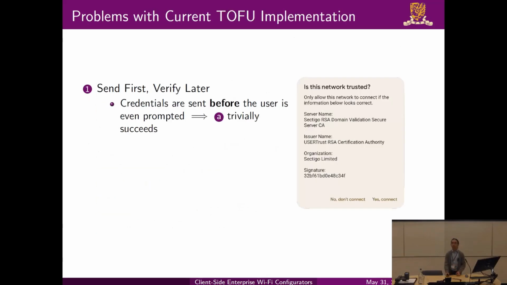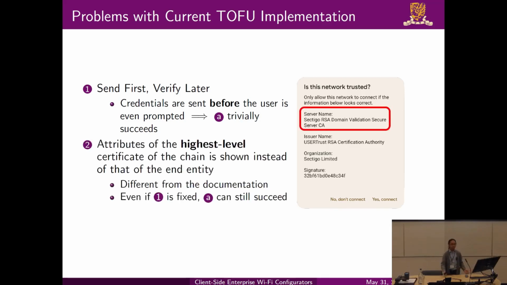And so we have found a few issues with the current implementation of this Android TOFU. The first issue is that when the user first connects to enterprise Wi-Fi, the credentials are sent before the prompt is even presented to the user. So basically this prompt is useless. The attacker can already get the credentials even before the user has a chance to reject.